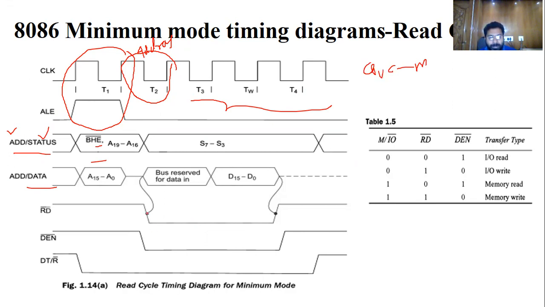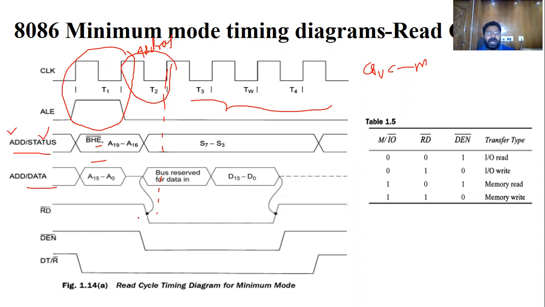So for that purpose, microprocessors perform the read operation. When will it perform the read operation? After the second clock cycle. Why? Because the T2 time period is required to convert the address to the data. After T3 onwards, the address bus is completely converted into the data bus.